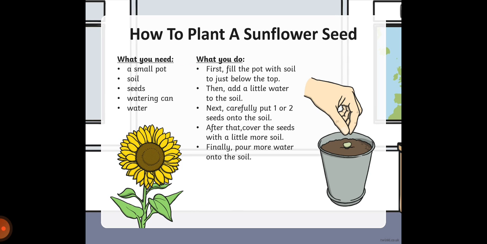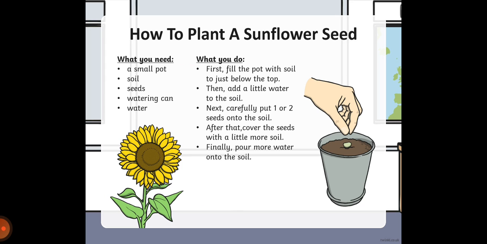Keep in mind that I use bullet points here. As we said before, bullet points are followed by small letters. So we find a small pot, the A is small. And soil, the S is small. Seeds, the S is small. Watering can, the W is small. And water, the W is small.